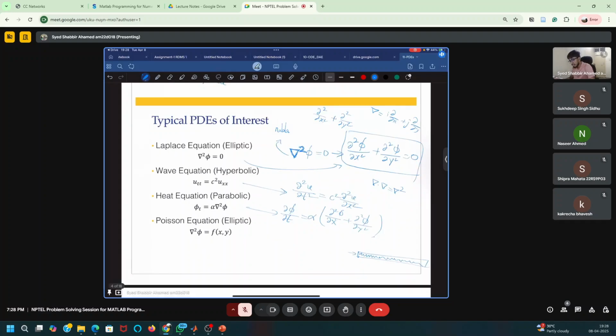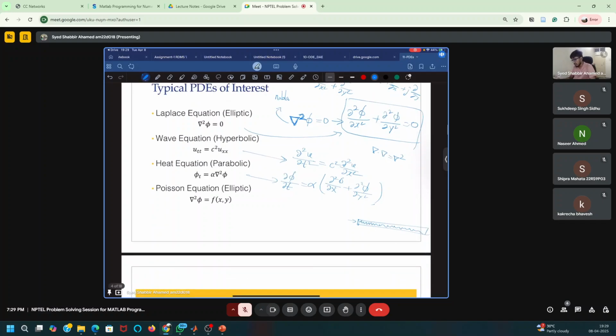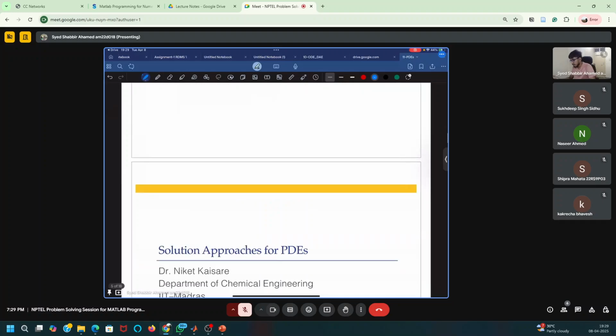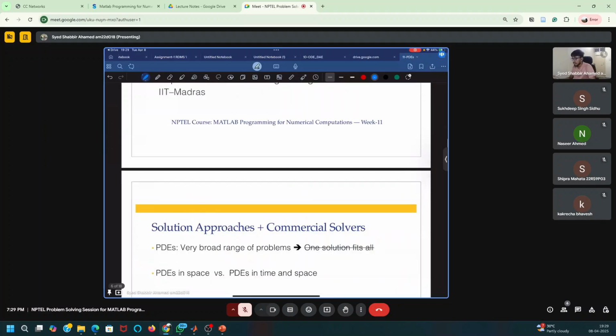So the physical process doesn't matter here. The kind of equations matter. Every equation is a partial differential equation, and we want to solve it. And each partial differential equation we classify as elliptic, hyperbolic, or parabolic, depending upon the classification which we have explained.